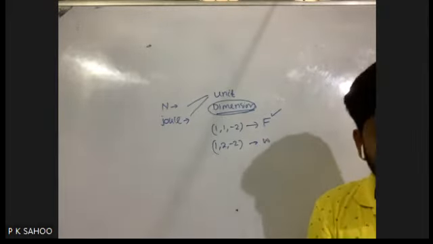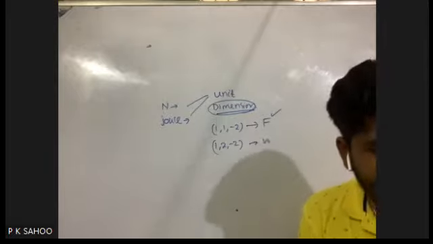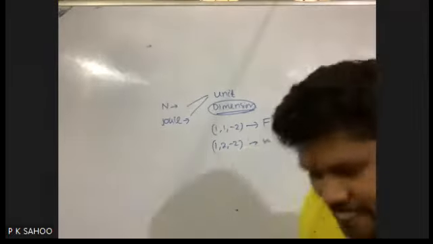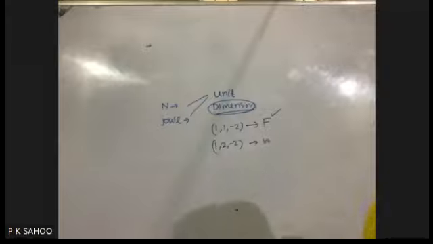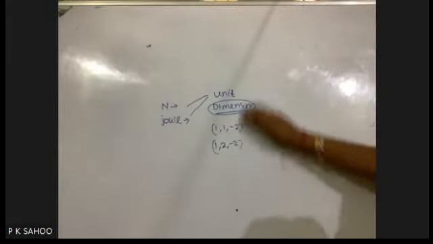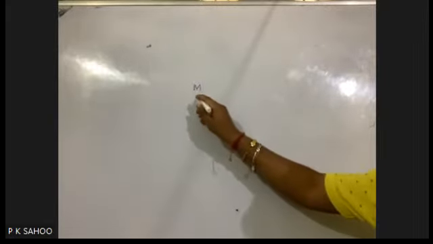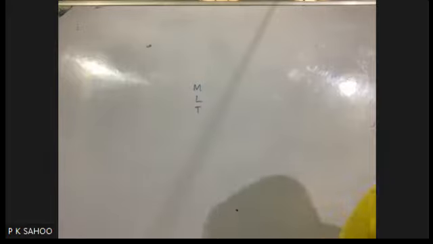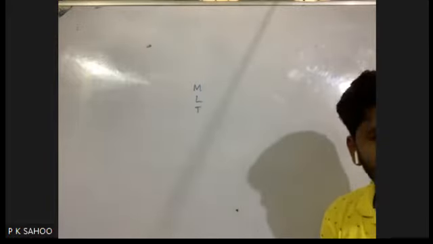So all of you know the 7 fundamental quantities? Remembered or not? Yes, sir. What are the 7 fundamental quantities in physics? One by one, please tell me. Length, mass, time, electric current, thermodynamic temperature, amount of substance, luminous intensity.